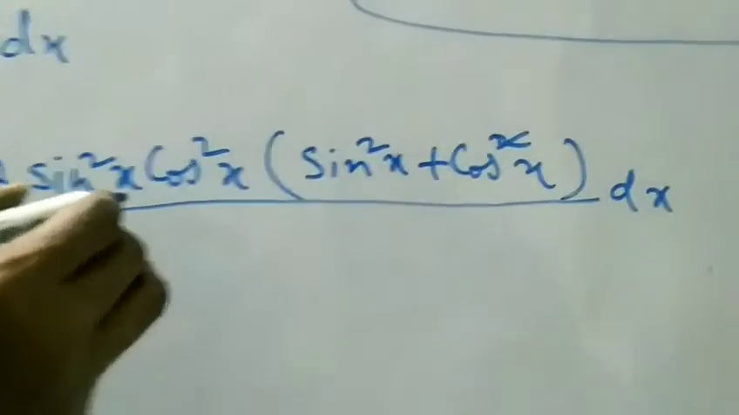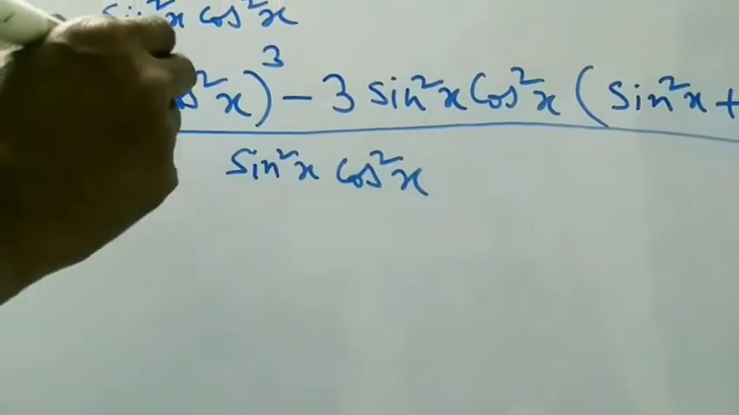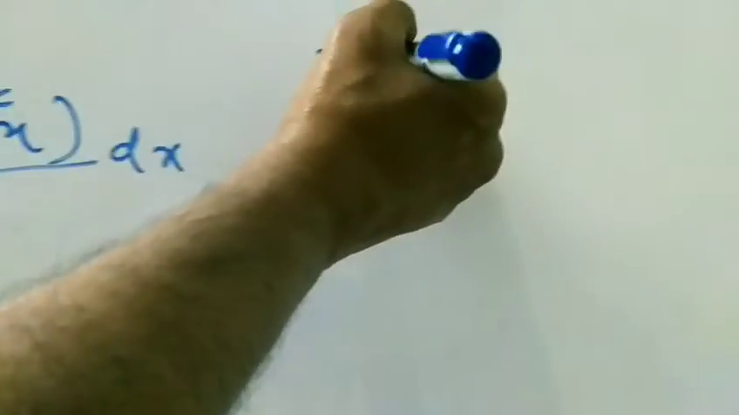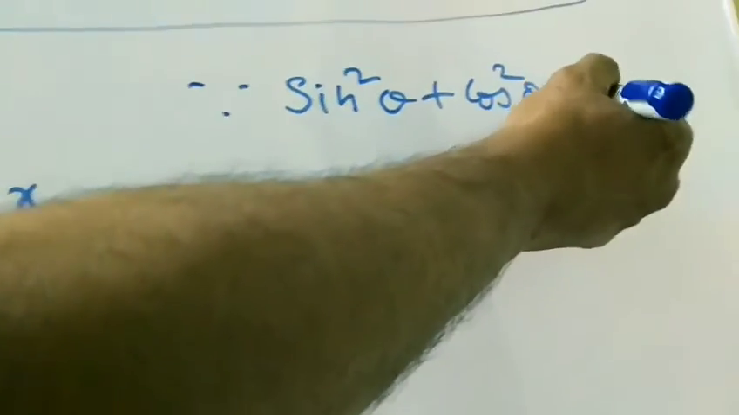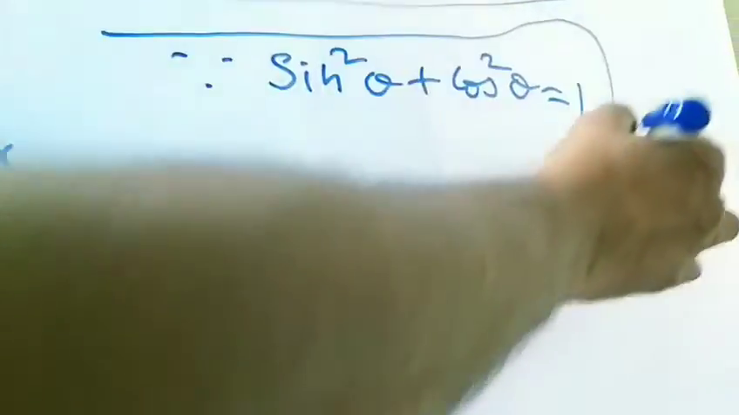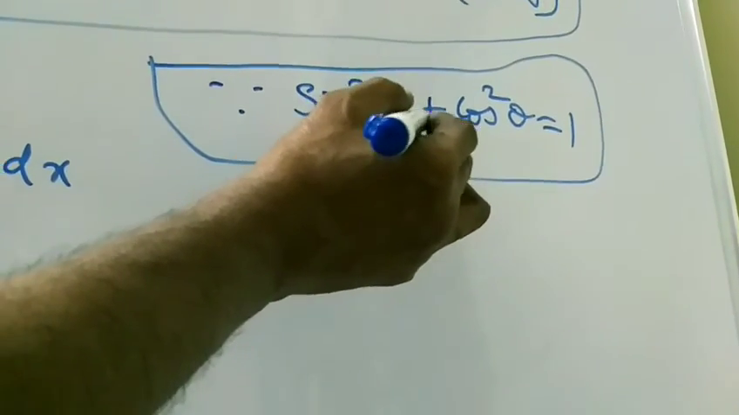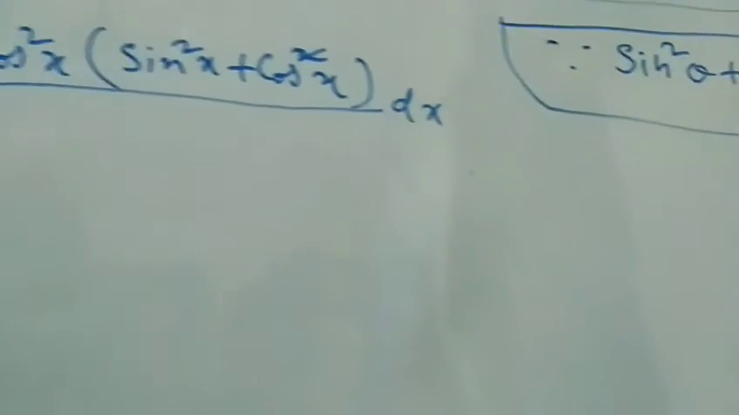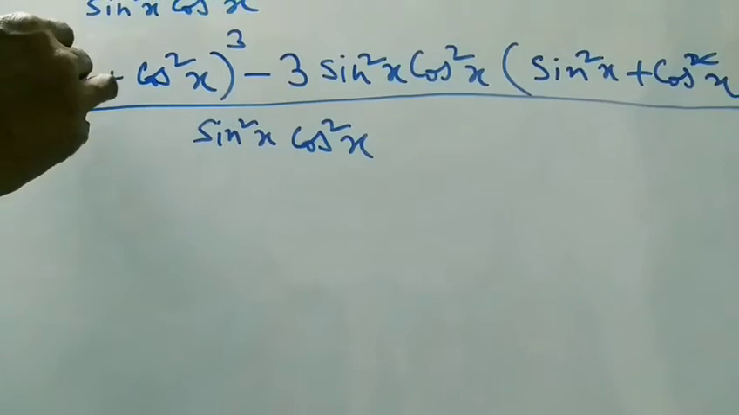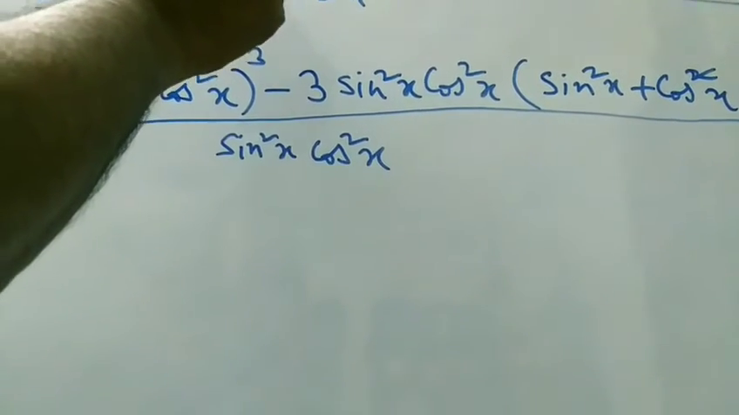Here sin square x plus cos square x, from trigonometry, sin square theta plus cos square theta is equal to 1. We know that sin square theta plus cos square theta is equal to 1. This is one of the trigonometric identities. Here, in place of a cube we have sin square x whole cube, and in place of b cube we have cos square x whole cube.